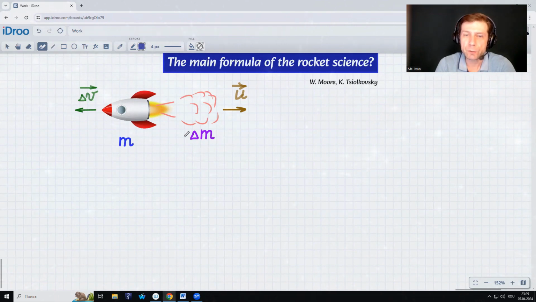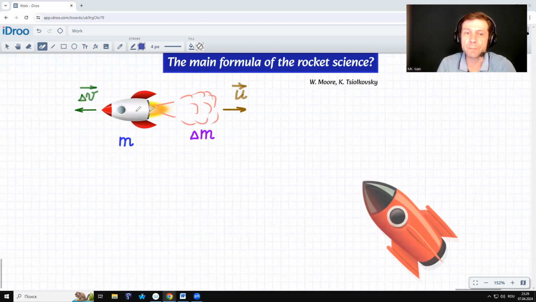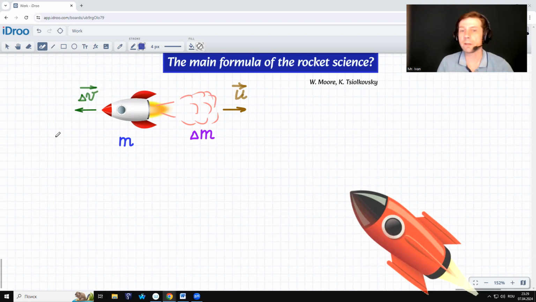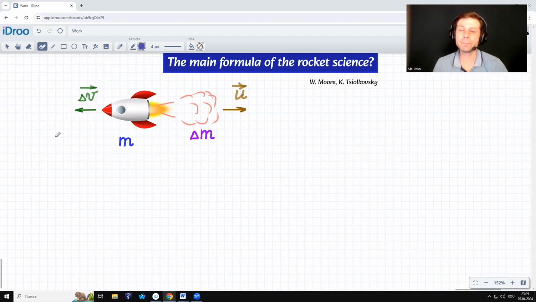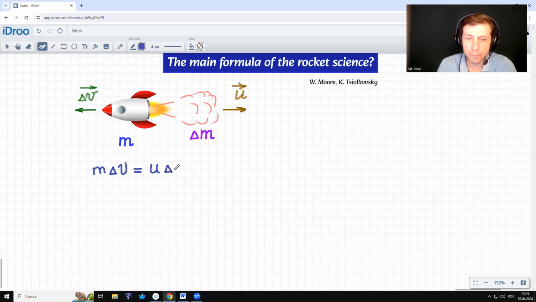Let's call the mass of these gases delta m. Then the initial mass of the rocket is m, and with this blast of gases, the rocket achieves an addition of velocity, delta v. So we could say that by the law of conservation of momentum, m times delta v equals u times delta m.